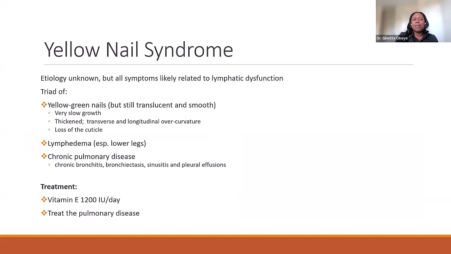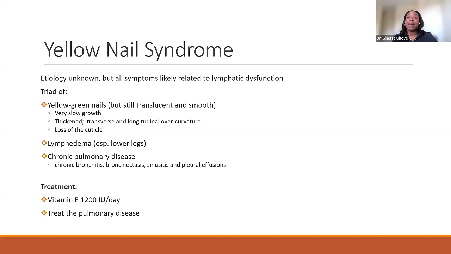Yellow nail syndrome isn't that common, but it can be really impactful if you can identify it based on a nail exam. We're not really sure what causes it, but it's likely related to lymphatic dysfunction. And so patients have these yellowish nails that are still smooth and translucent. They grow very slowly. They lose the cuticle, and the nails are pretty thick and they're overcurved. They're too curved. They're almost lifting off the nail bed to some extent.